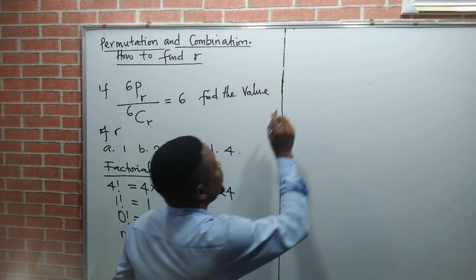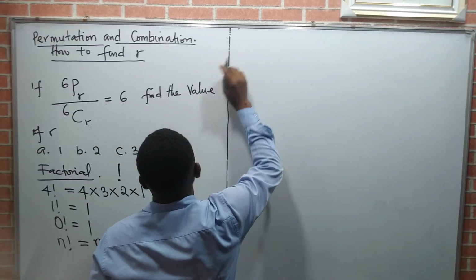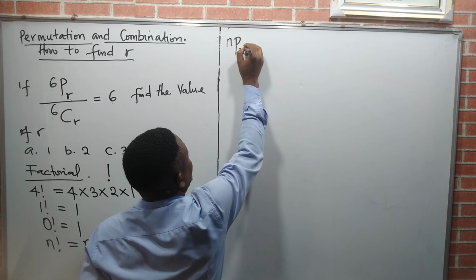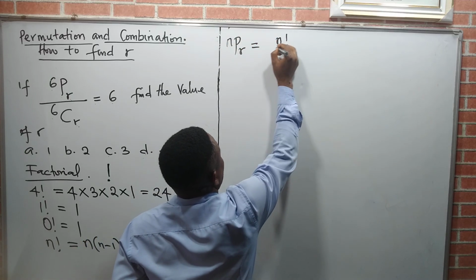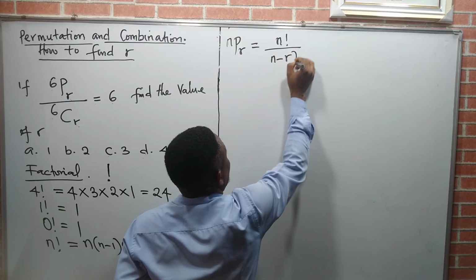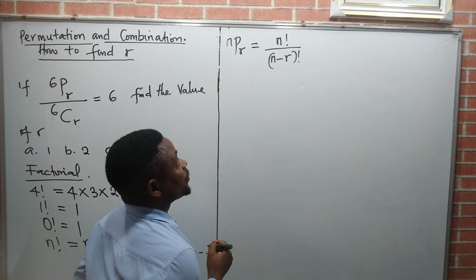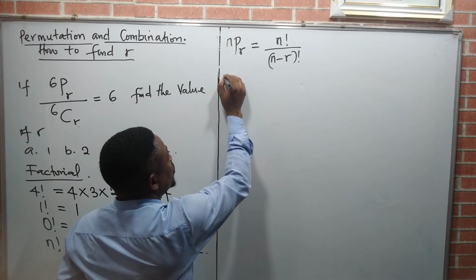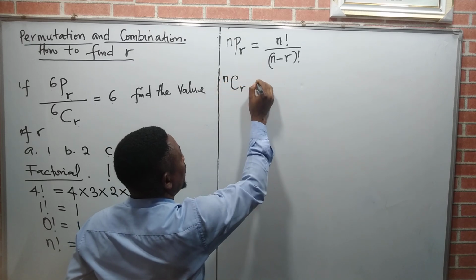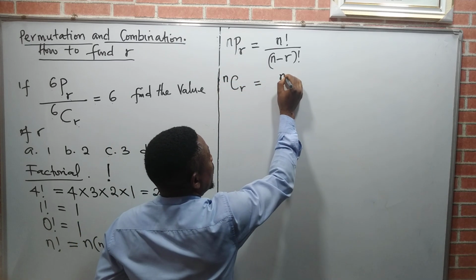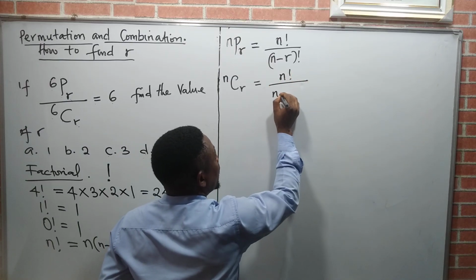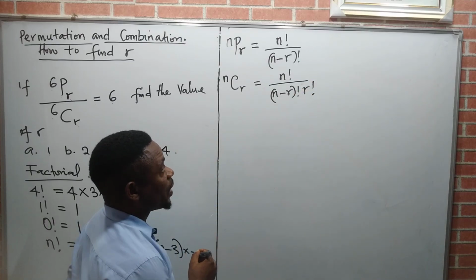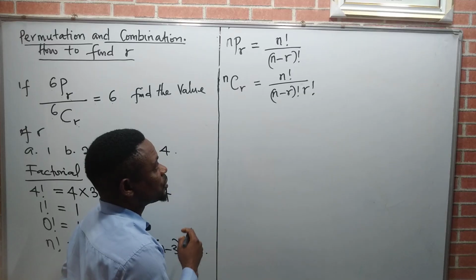I want you to watch this. Remember we are talking about permutation. Then what is the formula for permutation? Watch. N permutation R is the same thing as n factorial all over n minus R, all factorial. Now this is the formula for permutation. Then can we now move to combination? So what is combination? N combination R is equal to n factorial all over n minus R, all factorial, R factorial. Now this one is for combination. Can we now solve the question?